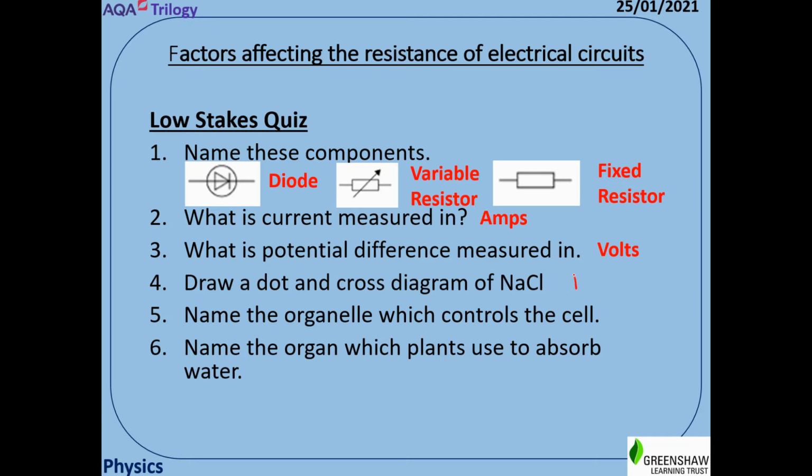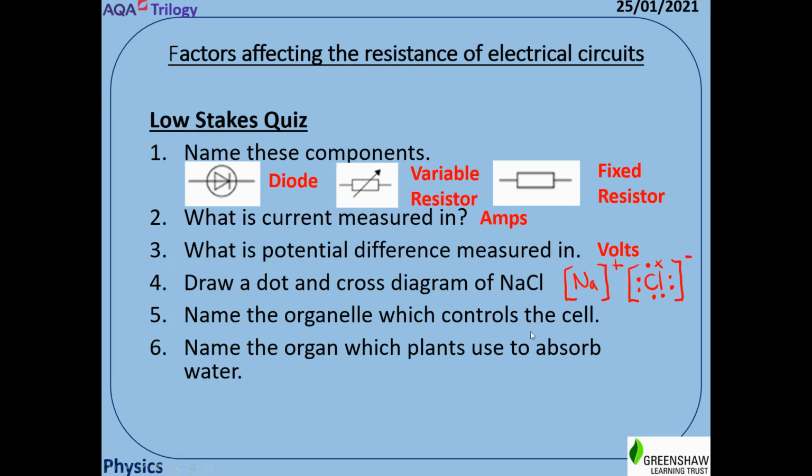Draw a dot and cross diagram of sodium chloride. We should have had Na with square brackets round with the plus, and a chlorine ion where we've got a dot and a cross. It doesn't matter whichever one you've chosen to use around the rest, but you must have one where it shows that the electron from the outer shell of sodium has moved across to chlorine, and that must have a minus charge on. So that's what a dot and cross diagram of sodium chloride looks like.